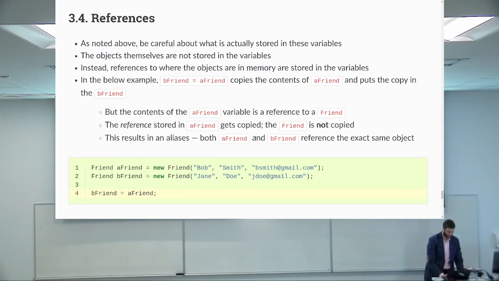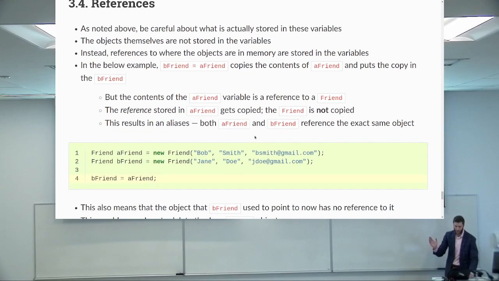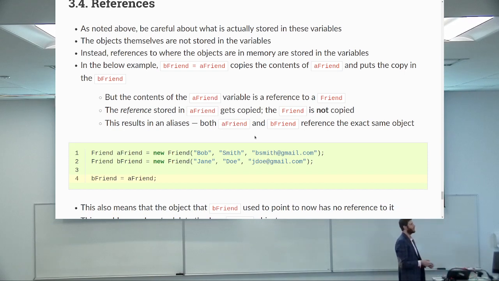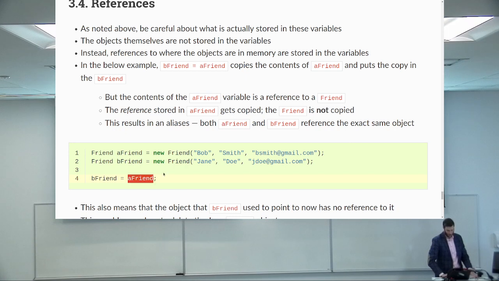All right, so references. As noted above, be careful about what's actually stored in these variables. Objects themselves are not stored, it's references to the object. So in the below example right there, I say bFriend equals aFriend. So this is probably best described with this image. So what this does is it takes the value stored in aFriend.